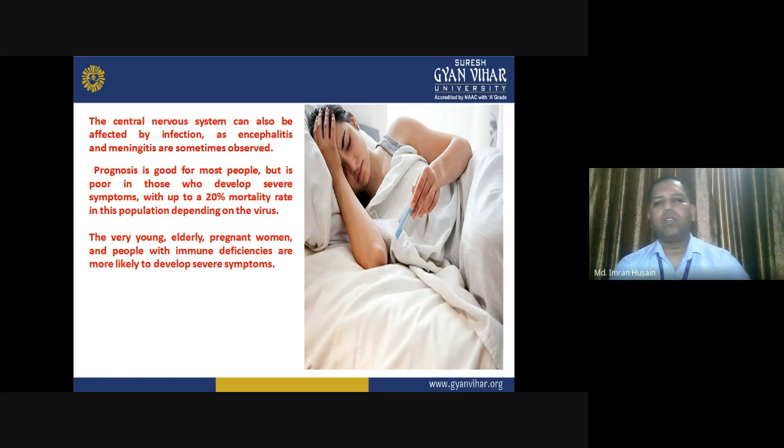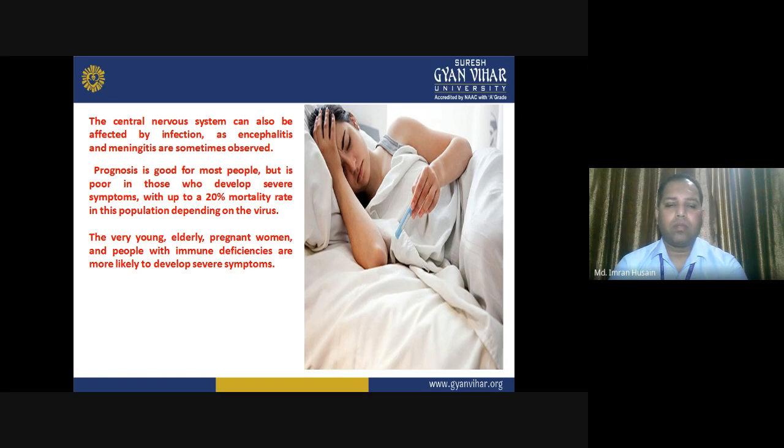Prognosis means that at the initial onset or start of the infection, everything is up to the mark. None of the individuals are showing extreme symptoms or very high fever. But the condition changes in those individuals whose cases are already severe. Especially in the severe cases, the mortality rate is approximately 20%, depending on the severity and nature of the virus.